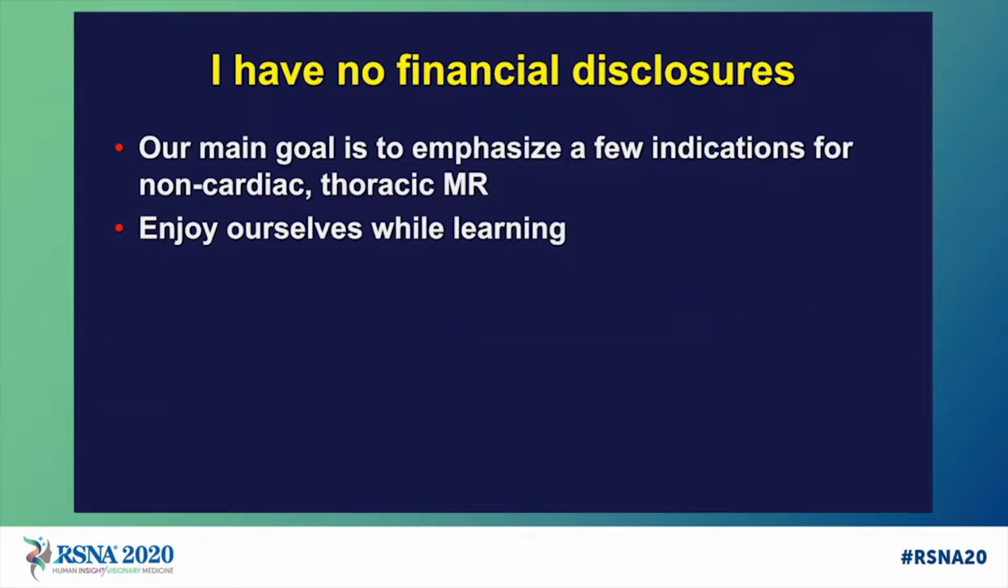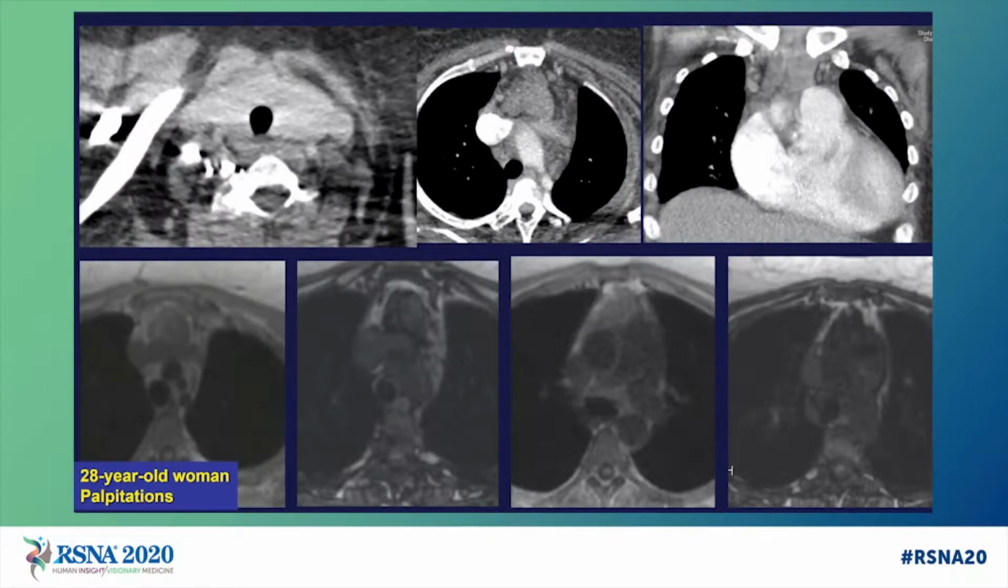Our main goal is to have a good time while looking at a few cases so we can leave you with some take-home points so you can use in practice as soon as tomorrow if you wanted. Here's the first case. This is a 28-year-old woman that we saw in our hospital who presented to the emergency department with palpitations. You can see that the images on top are from a pulmonary embolism protocol. The original reader determined that there was an enlarged thyroid and there was a mass that was sitting in the anterior mediastinum. It was this mass that prompted a thoracic MR.